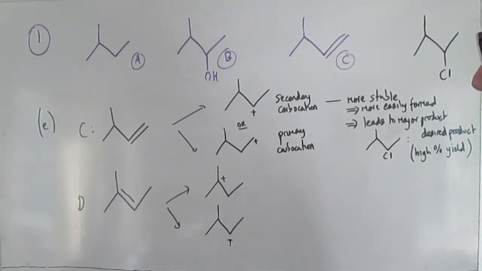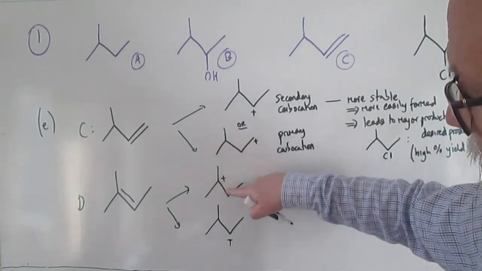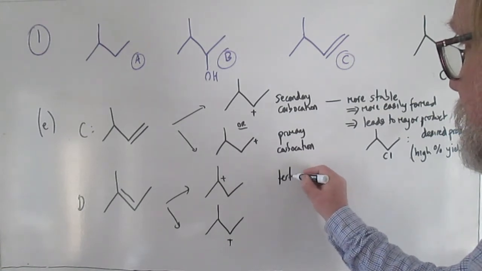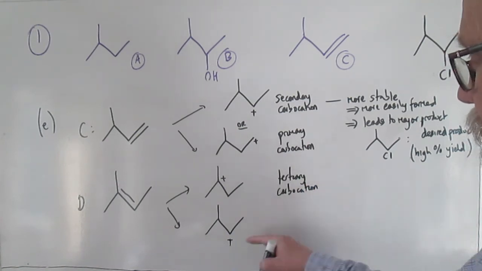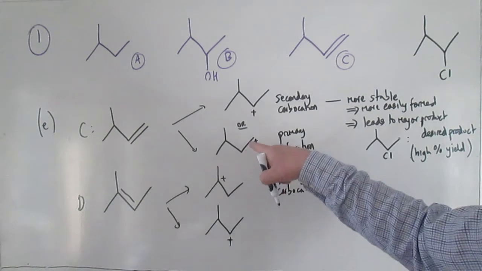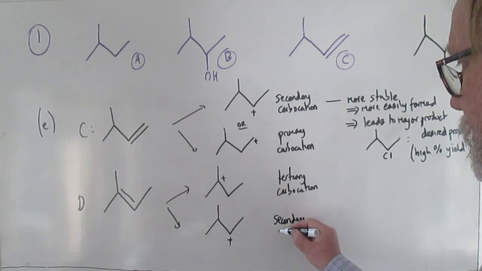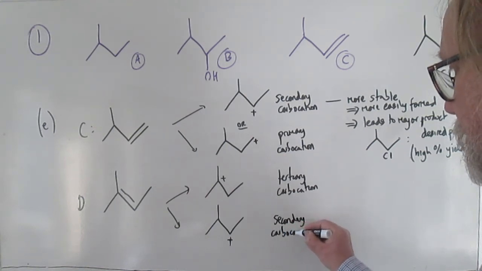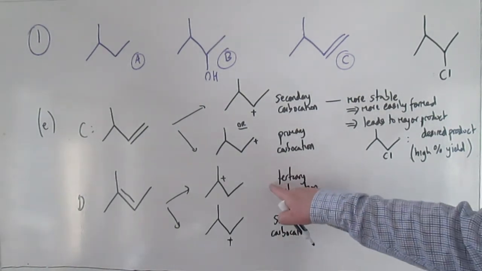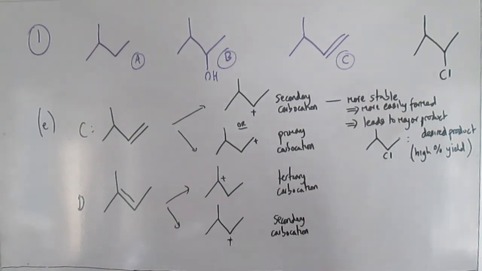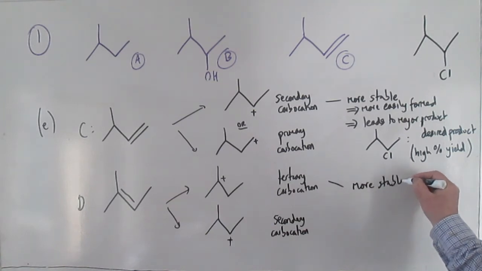So again, we compare the primary, secondary, tertiary thing. This one, the carbon with the positive charge has three other carbons attached. So that's a tertiary carbocation. Whereas this one, if the positive charge is there, well, that's the same one we made up here. This is a secondary one. So again, that means that this time this one is going to be the more stable one, because tertiary beats secondary. So this one is more stable, so more easily formed.